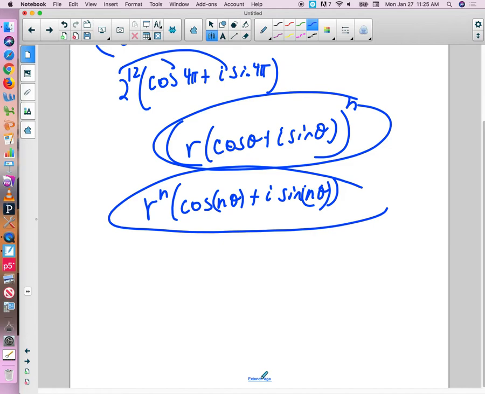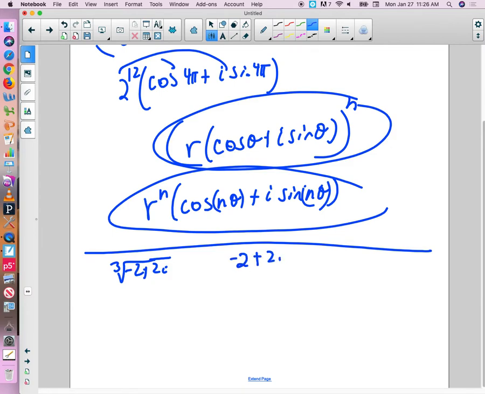Okay, so if we're going to take the cube root of negative 2 plus 2i, in order to take the roots of a complex number, you're going to do the same thing that we just talked about. You have negative 2 plus 2i to the 1/3 power. So you're going to raise your radius to the 1/3 power. But then we're going to have to do something else with our angles. So let me write it down.